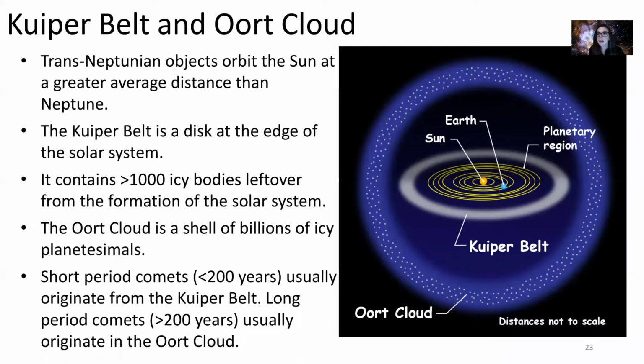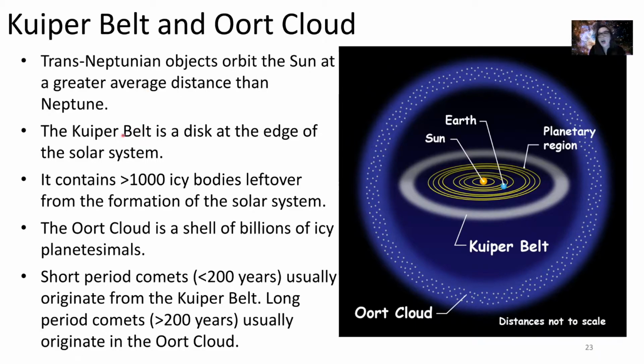In this next bit, we're going to talk about the very edges of our solar system, the Kuiper Belt and the Oort Cloud. You might have heard of a term or read it in your book called trans-Neptunian objects. So these are objects that orbit the sun at a greater average distance than Neptune. So trans-Neptunian just means that it's further out than Neptune, and Neptune's the furthest planet away from our sun.